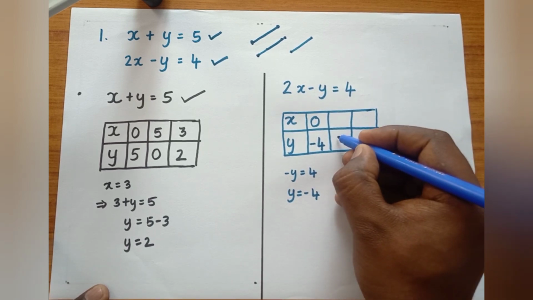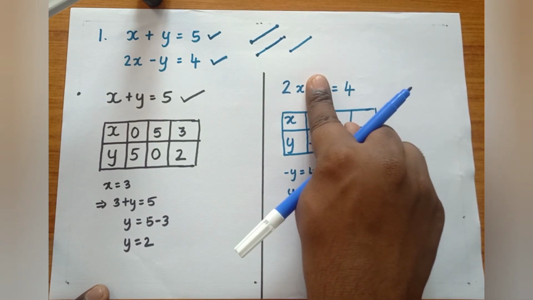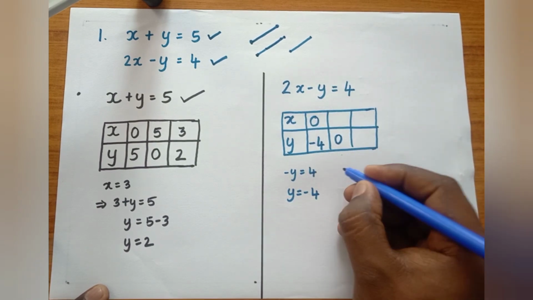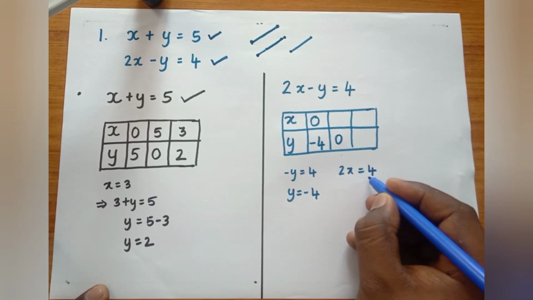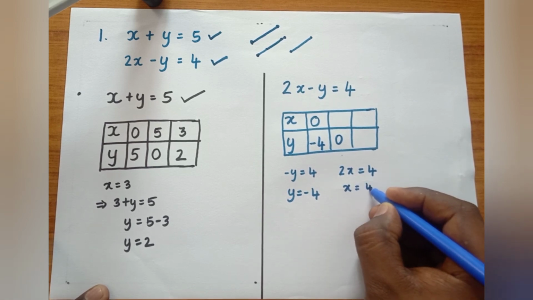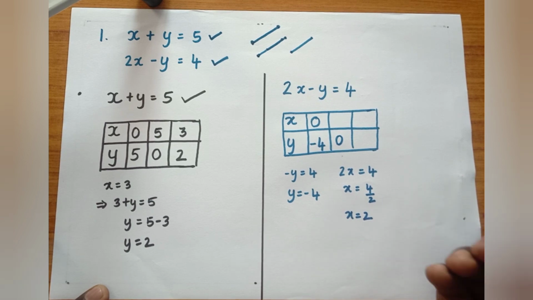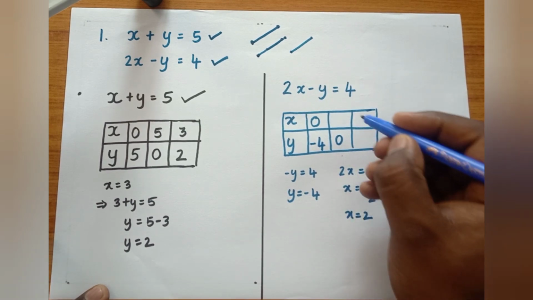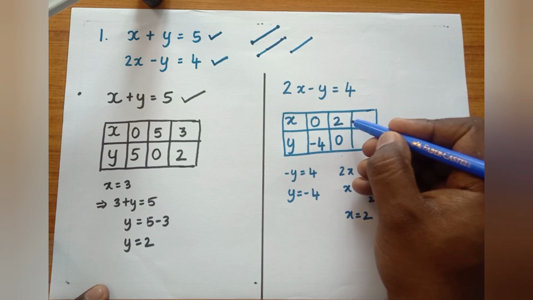Now if I put y as 0, this whole term will be gone. Now I'll get 2x equals 4. Now divide both sides by 2, that is x equals 4 by 2. We get x equals 2. Now when y equals 0, x equals 2. Now assume any value for x.